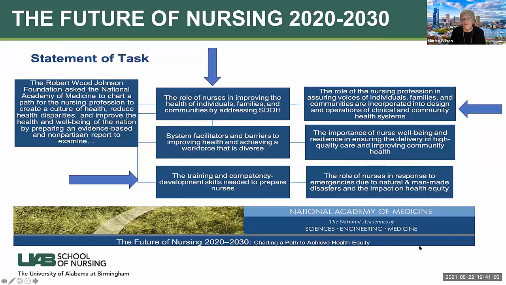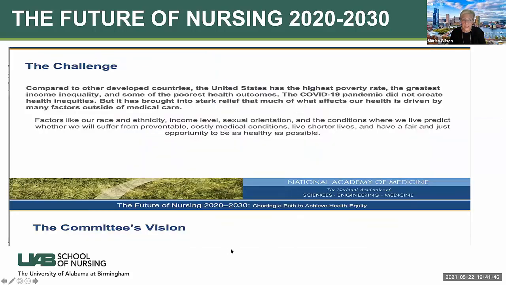The Future of Nursing 2020-2030 report, and I put little arrows, right? Basically said, nurses have to improve the health of individuals, families, and communities by addressing social determinants of health. This can't be done without informatics and information technology. We have to train and make sure we have competent nurses that are able to do this and move this forward. And we have to be able to respond in emergencies, and we have to do it in a resilient way to ensure the delivery of quality care and improve community health. And you can only do that with the backbone of information technology.